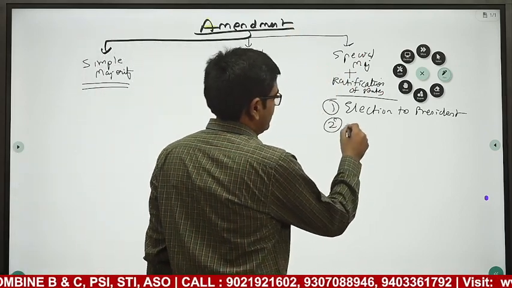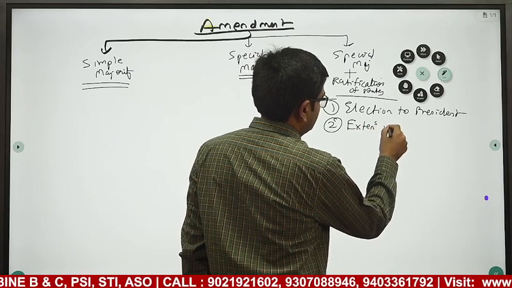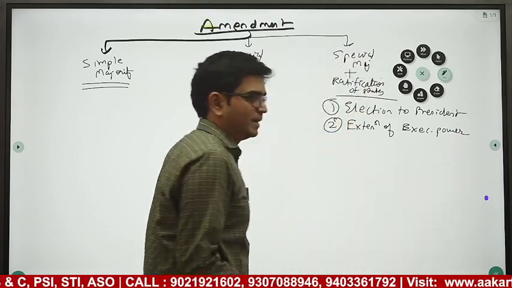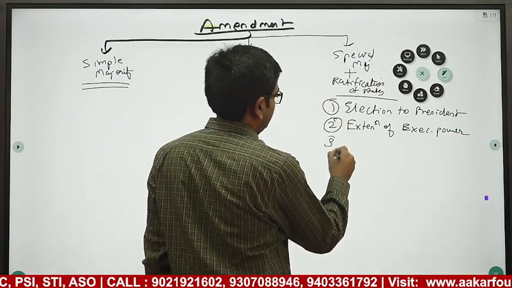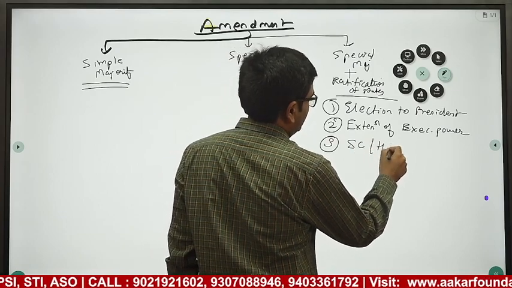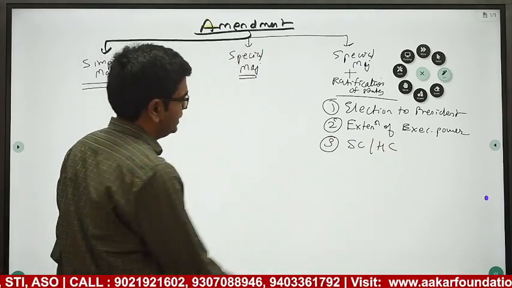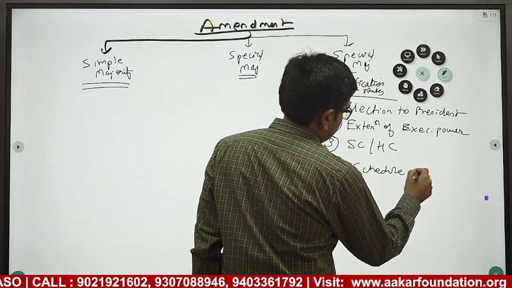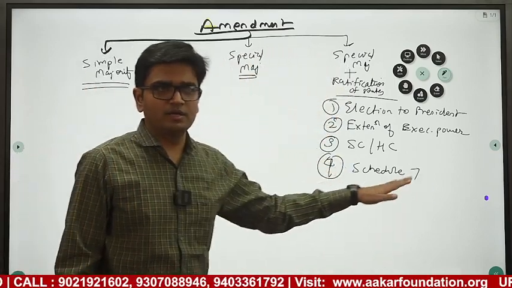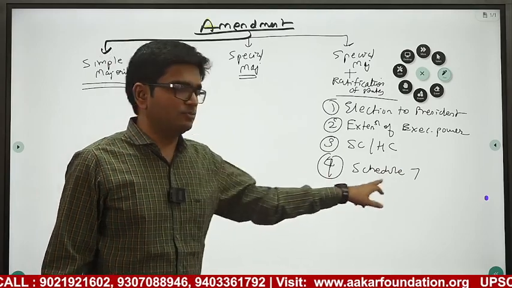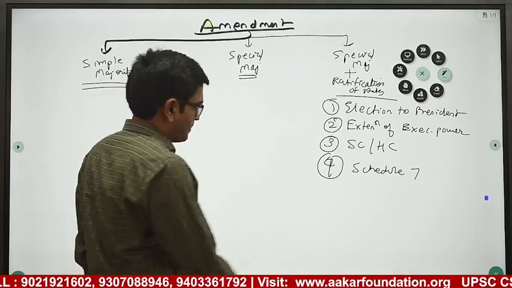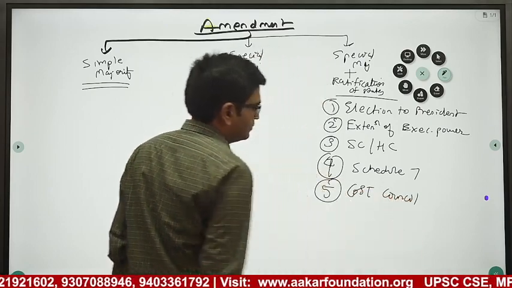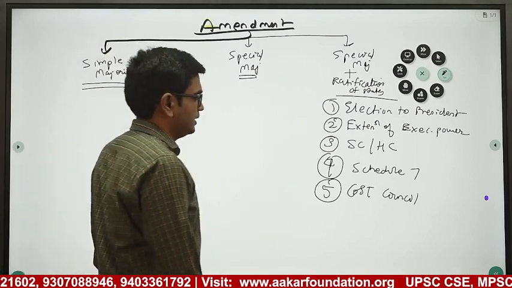Then extension of executive power of the union, because that power may extend into the states, so that is also one thing. Then Supreme Court and High Court related issues are also included. Then fourth is Schedule 7, which gives the union list, state list and concurrent list. If any amendment has to be done in this, it has to be ratified by the states. Then anything regarding the GST Council. We know the GST Council has been brought into the constitution recently.